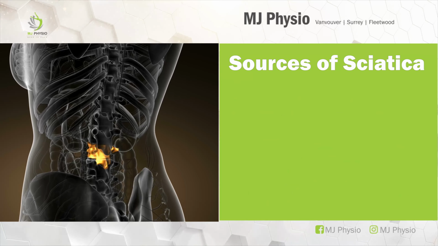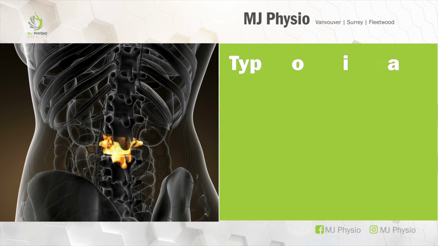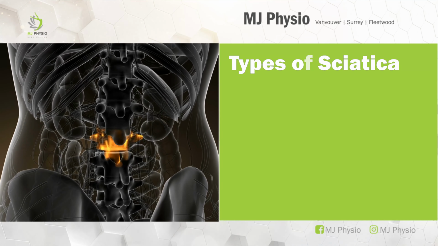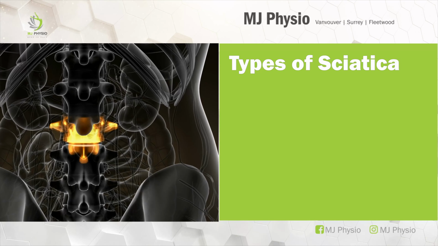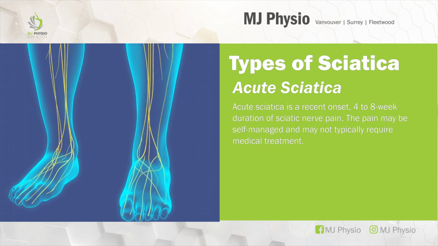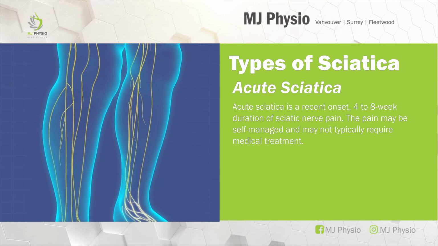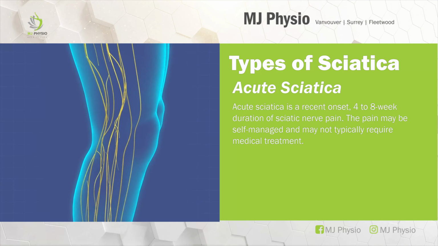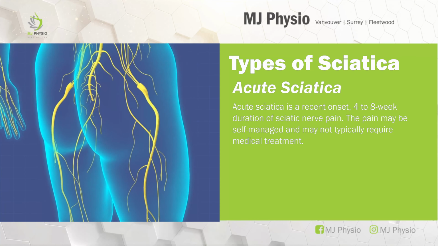The next one is types of sciatica. Depending on the duration of symptoms and whether one or both legs are affected, sciatica can be differentiated into types. The first one is acute sciatica. Acute sciatica is of recent onset. It's up to 4 to 8 weeks duration of sciatic nerve pain. The pain may be self-managed and may not typically require medical attention.